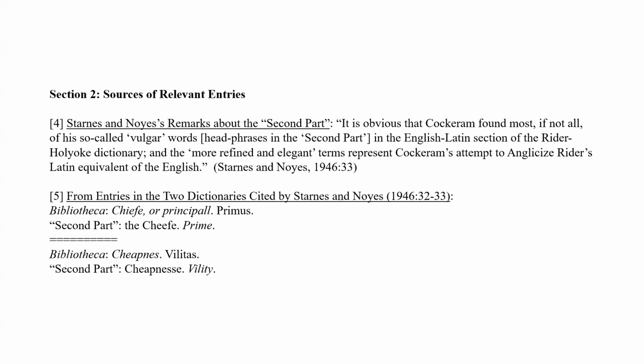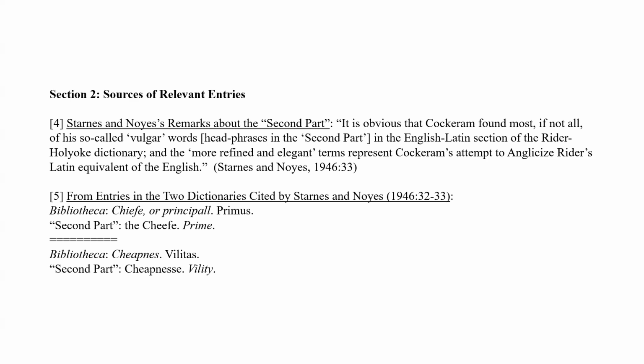Section 2, Sources of Relevant Entries. On what preceding dictionary was Cockeram's second part based? It seems to be generally agreed, as far as I can judge, that the answer is Rider's Bibliotheca. For instance, De Witt Starnes and Gertrude Noyes once made remarks shown in the handout with reference number 4.